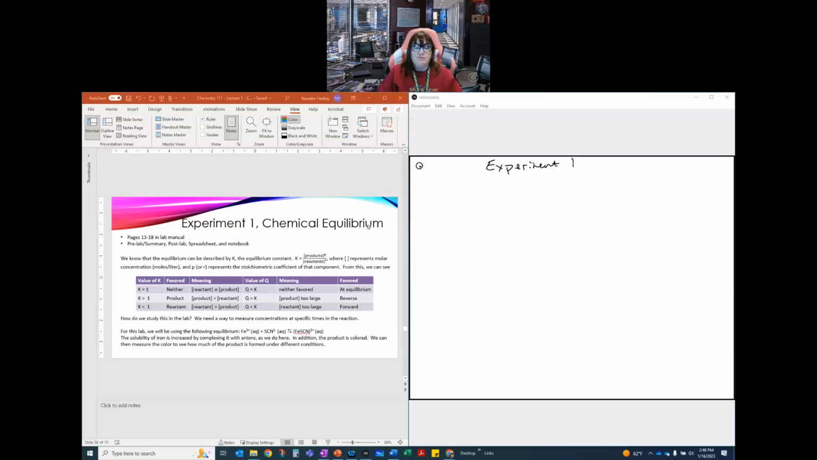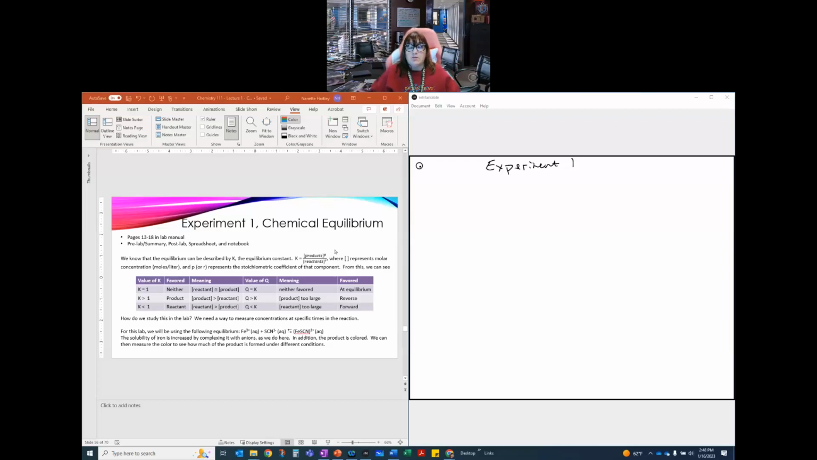But here's the thing. How do we study this in the lab? How do we know that this is a constant? How do we know that all of this stuff is the way that it is? And how are we going to be able to see that in the lab? Well, turns out we have ways that we can do that.